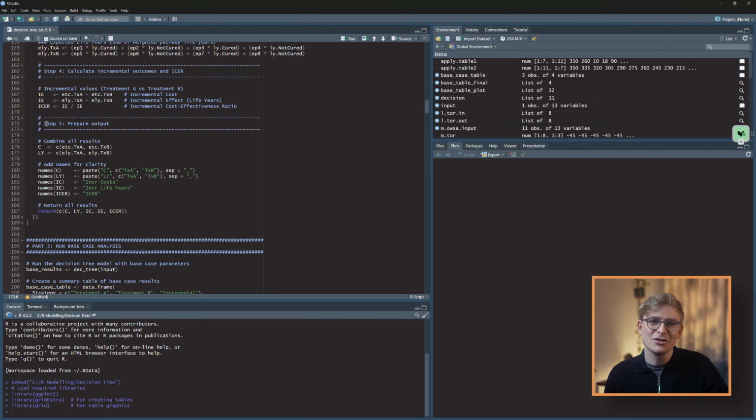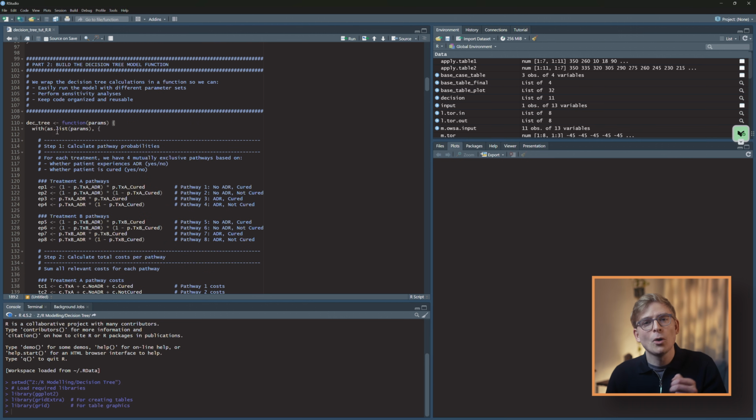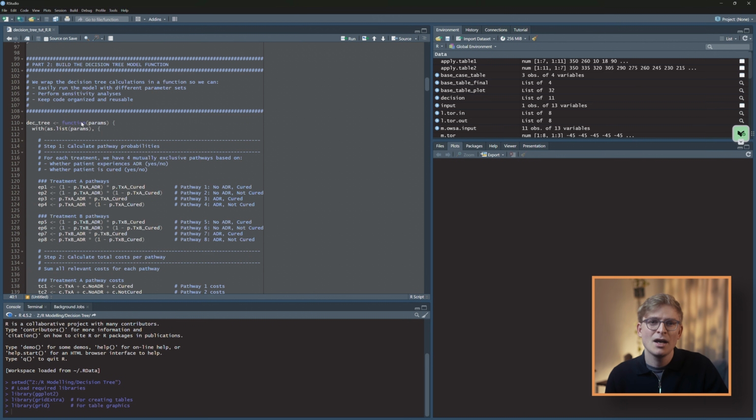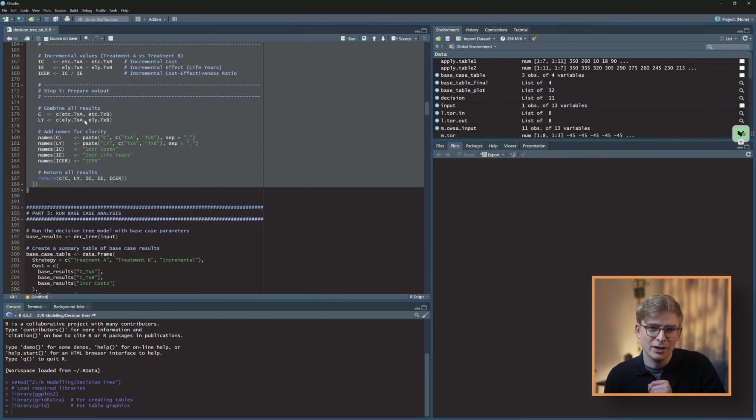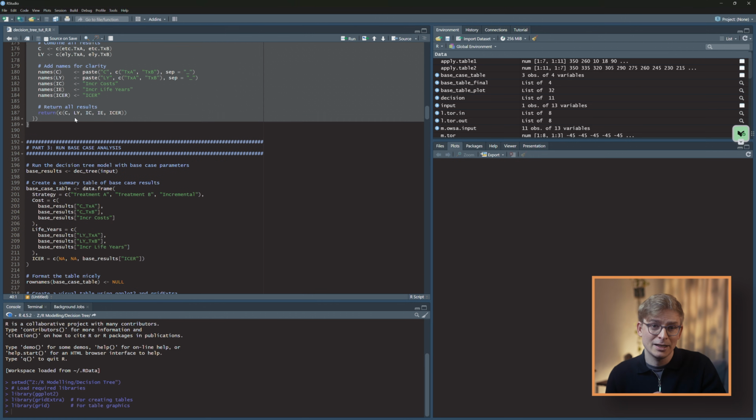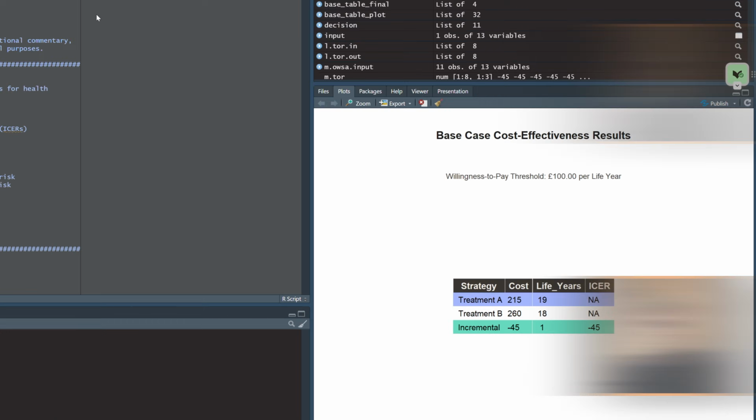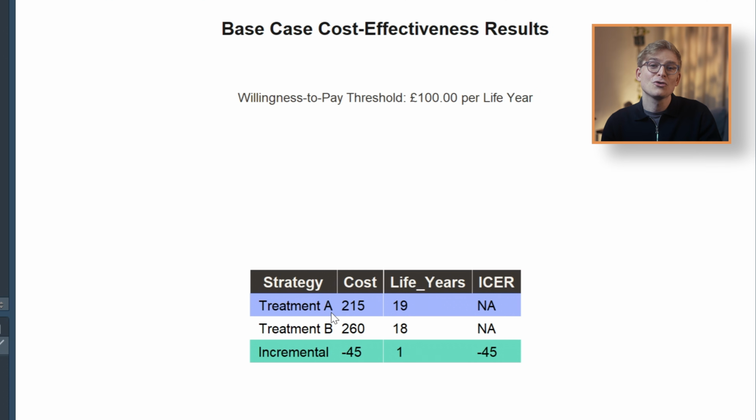And that's our complete decision tree function, which we've called dec_tree. When we call it with our base case parameters, it returns a named vector of results. We can extract specific values by name, organize them into a data frame, and then use the gridExtra package to create a formatted table with titles, custom fonts, and our cost effectiveness decision built right in. And there we have it, our base case results automatically generated and saved as a PNG file.